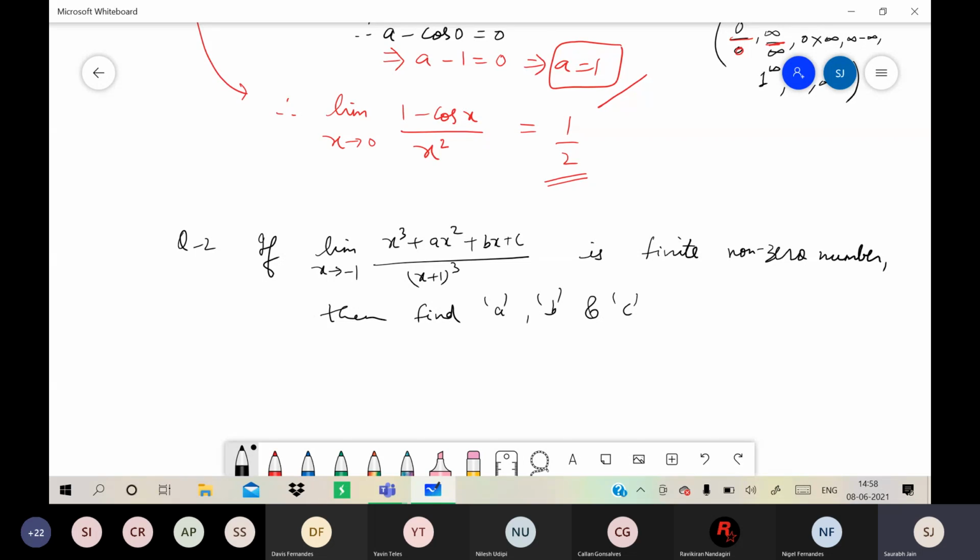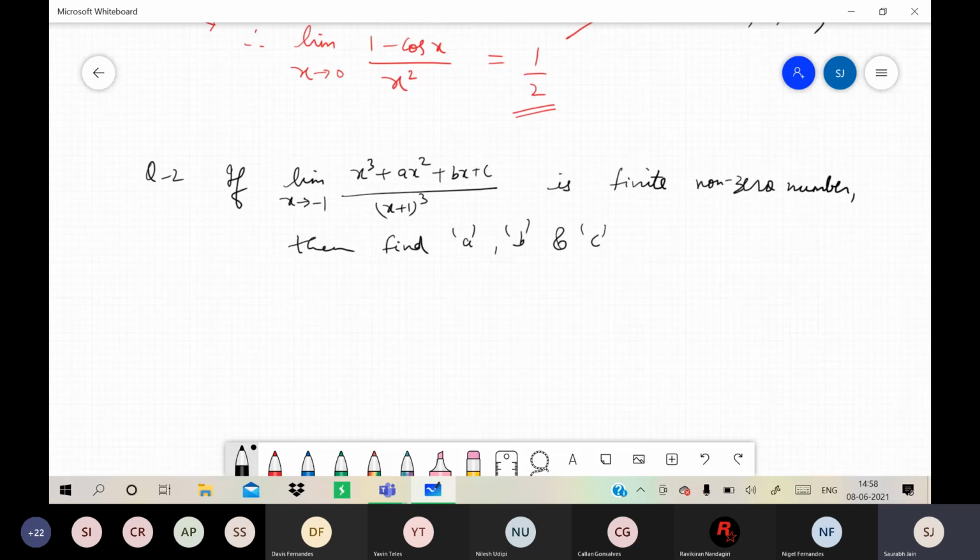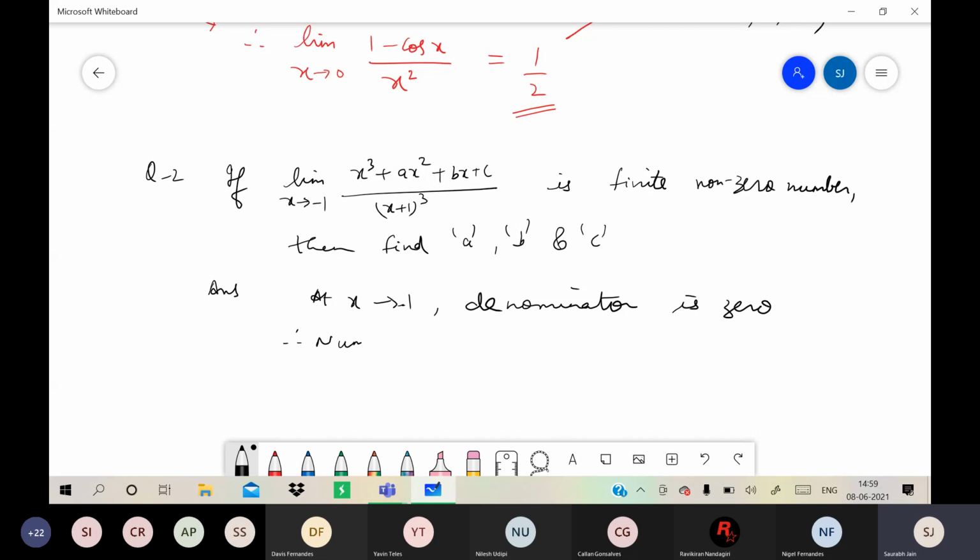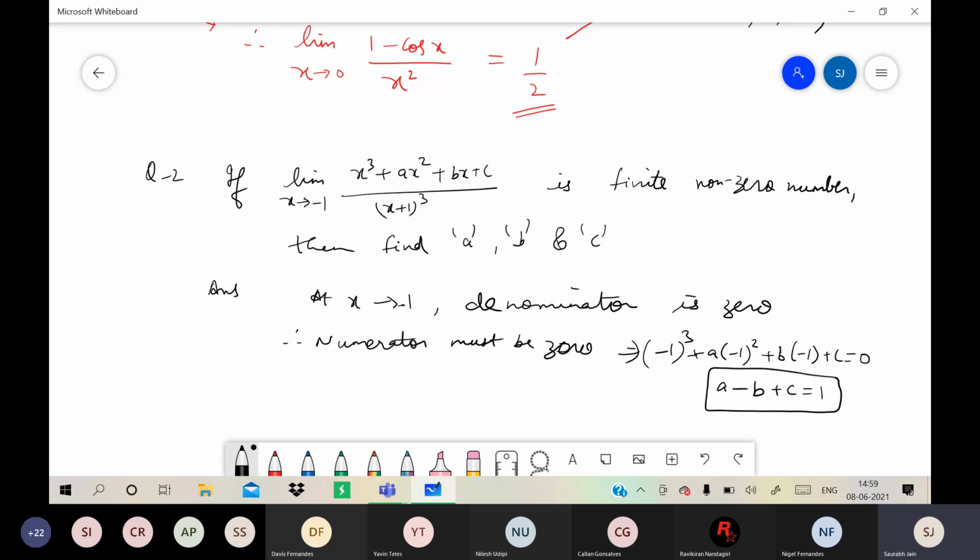See, first of all, at x tends to minus 1, the denominator is 0. So it must be of the form 0 by 0. Therefore, the numerator must be 0 at minus 1. So this implies minus 1 cube plus a into minus 1 square plus b into minus 1 plus c equals 0. So this is a minus b plus c equals 1. One result, okay?